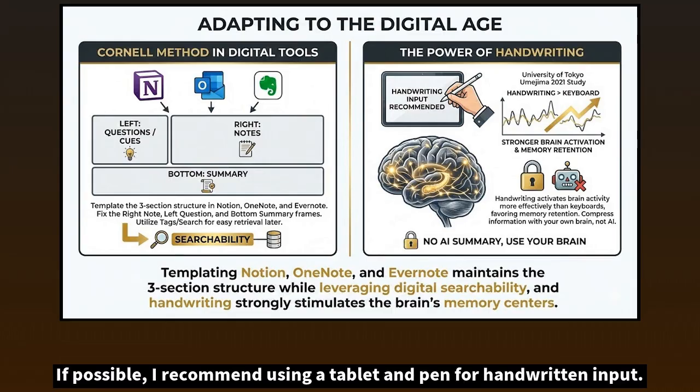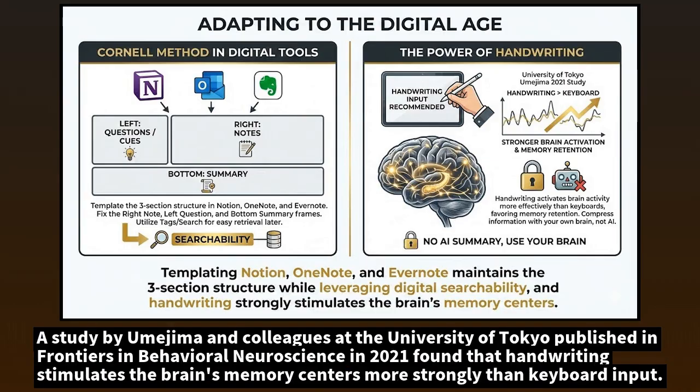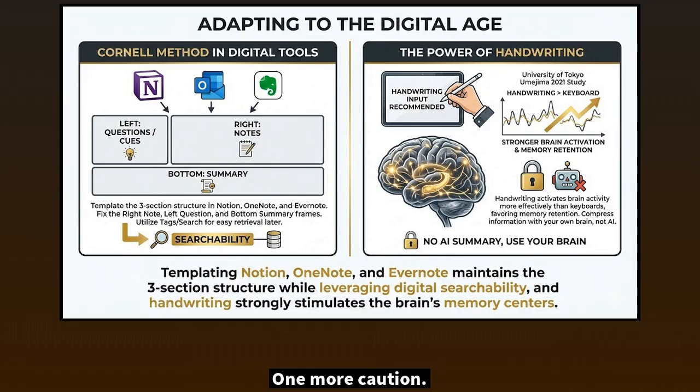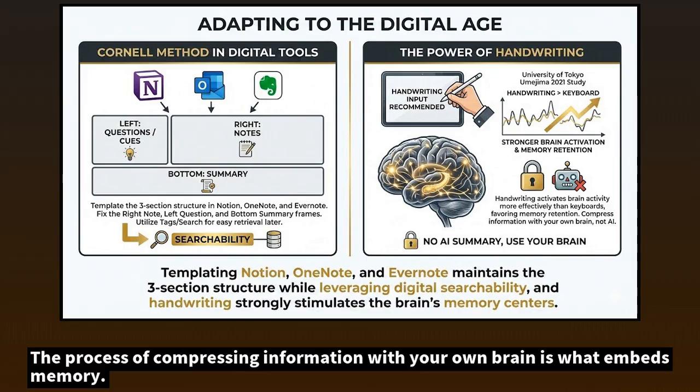If possible, I recommend using a tablet and a pen for handwritten input. A study by Umajima and colleagues at the University of Tokyo, published in Frontiers in Behavioral Neuroscience in 2021, found that handwriting stimulates the brain's memory centers more strongly than keyboard input. One more caution. Don't have AI do the summarization. The process of compressing information with your own brain is what embeds memory.